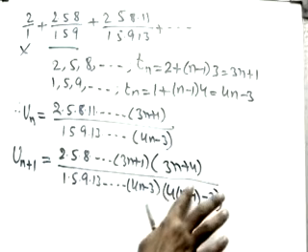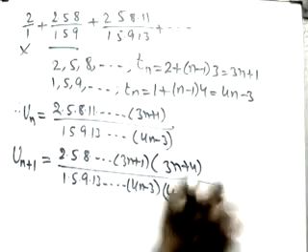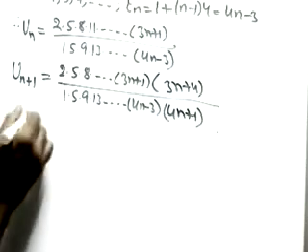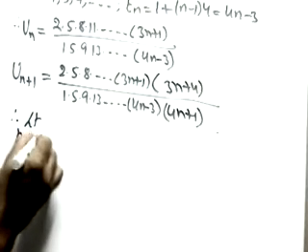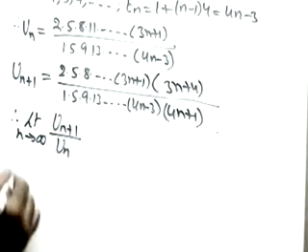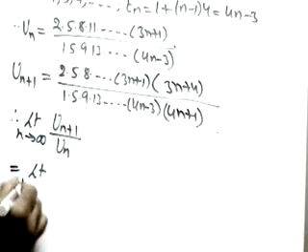In the same way, 4 into n, 4 and 4 ones are 4, 4 minus 3 is 1. So this will become 4n plus 1. So we have to find the limits now. Now watch carefully. Therefore, we have to find the limit as n tends to infinity of un plus 1 by un.